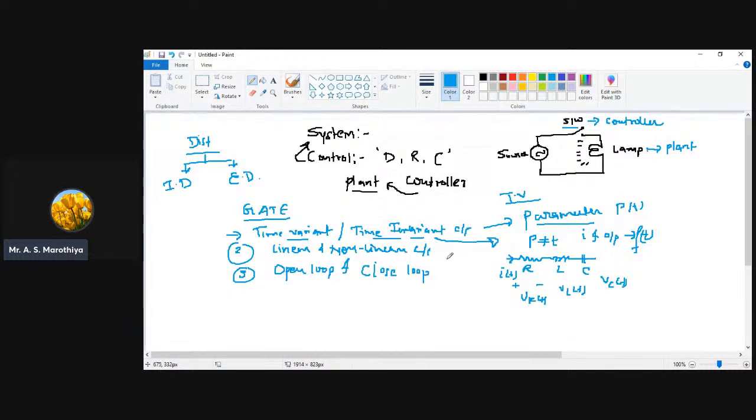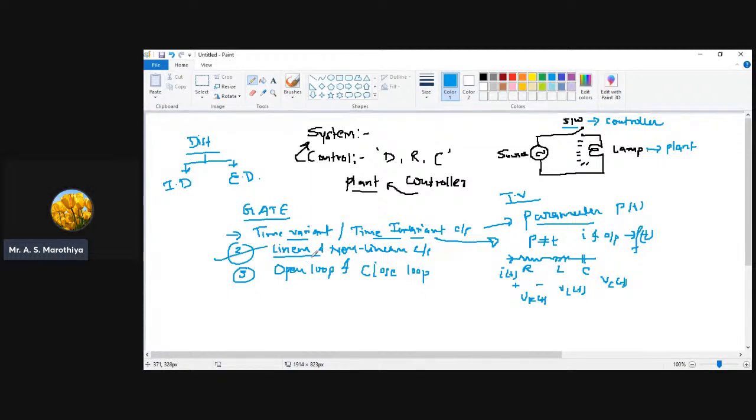And I told you that by default, for ease of calculations, we consider the system as time invariant. That means the system parameters are not going to vary with respect to time. That is very important. Then we discussed the concept of linear and non-linear control systems.